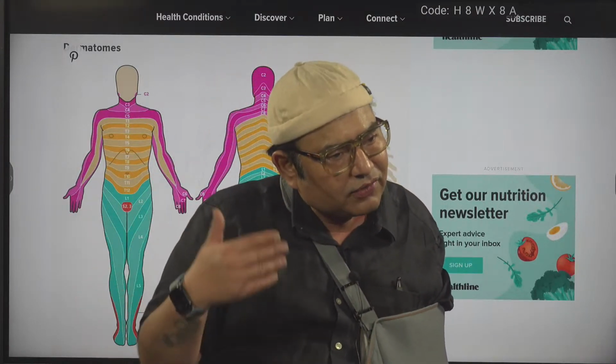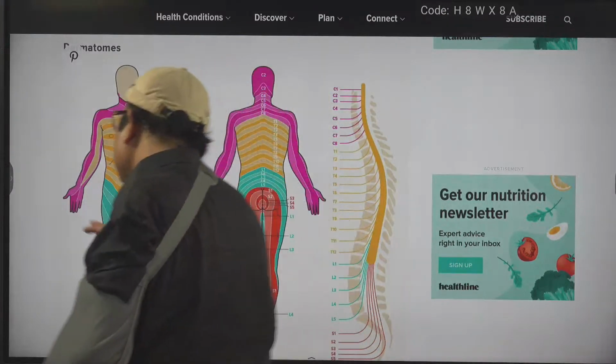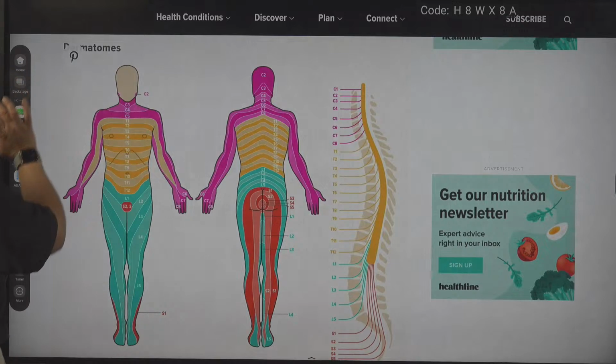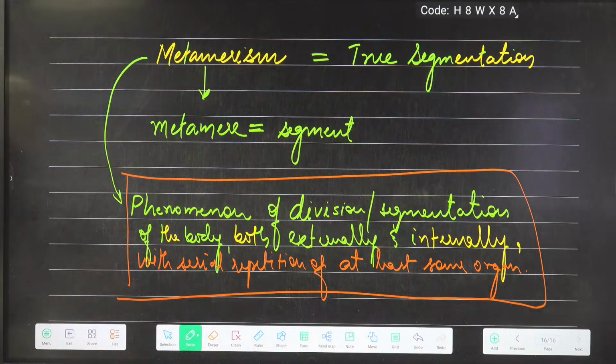Any other point? Sir, once the metamerism definition from the previous slide. Okay, you can just note down the metamerism definition. Metamerism means true segmentation. The literal meaning of metamer is a segment, and when the body is divided into segments, that is called segmentation. So the body can be divided into metameres or segments, with the condition of serial repetition of at least some organs.